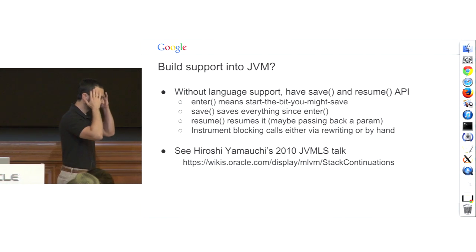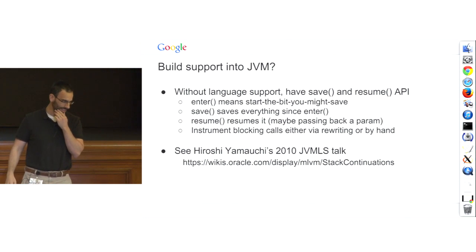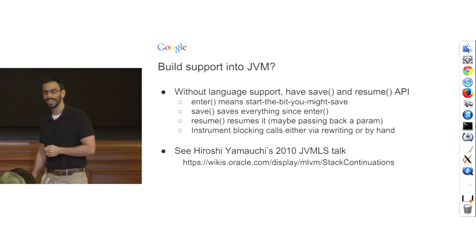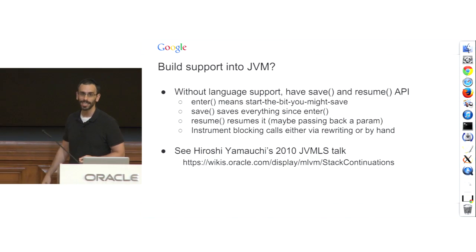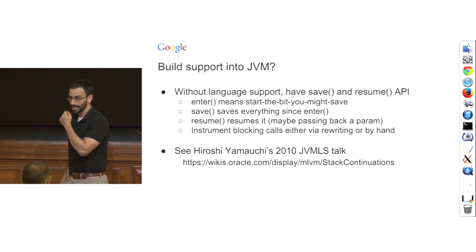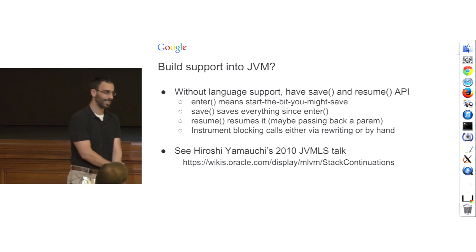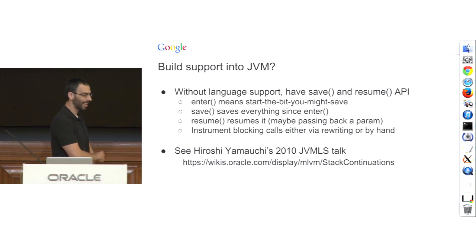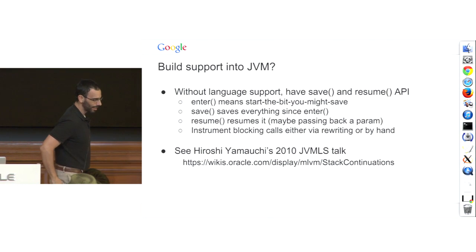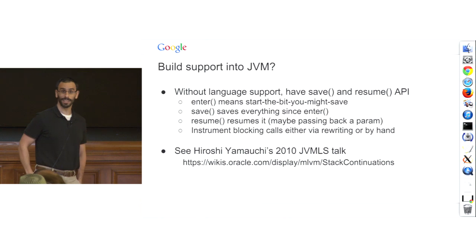So how do we solve this? Well, you could build some sort of support into the JVM. And it turns out we had already done that. About 5 years ago, my colleague Hiroshi Yamauchi built some experimental continuation support into the JVM. And he gave a talk on it at the JVM Language Summit with the other 80 bazillion continuation talks that have no doubt been given. It's a pretty simple API, and could we leverage that? Well, probably, but we haven't gotten around to it.